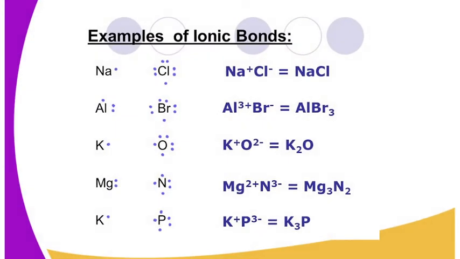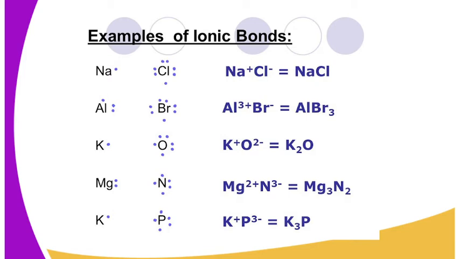What are some of the examples of ionic bonds? Sodium and chlorine is one of them, as we have seen. Aluminium and bromine is another example of ionic bonds. Potassium and oxygen also form an ionic bond. Magnesium and nitrogen also form ionic bonds. Potassium and phosphorus also form ionic bonds.